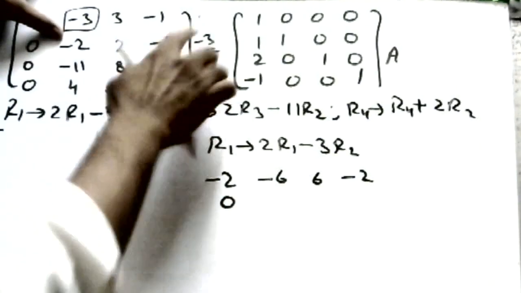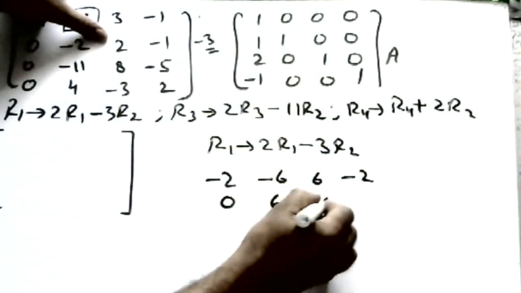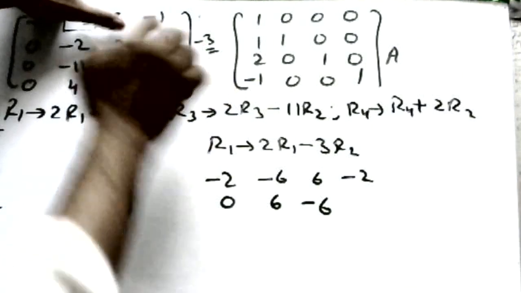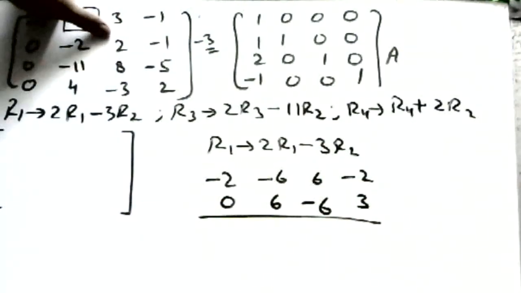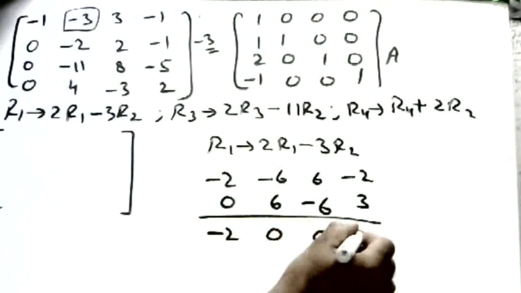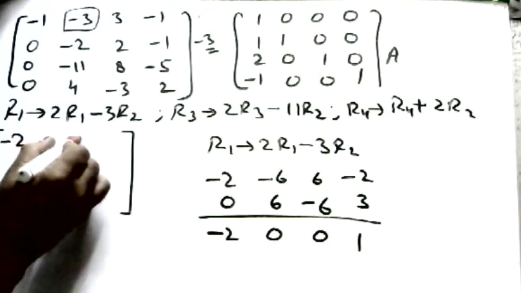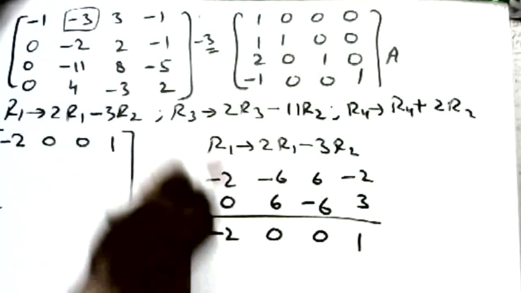0 into any number is 0. Minus into minus, plus, 2 threes is 6. Minus into plus, minus 6. Minus into plus, minus 6. So minus into minus, plus 3. Minus 6. 6 minus, you see here, minus 2, 0, 0. This will be 1. So we change the first row: minus 2, 0, 0, 1.